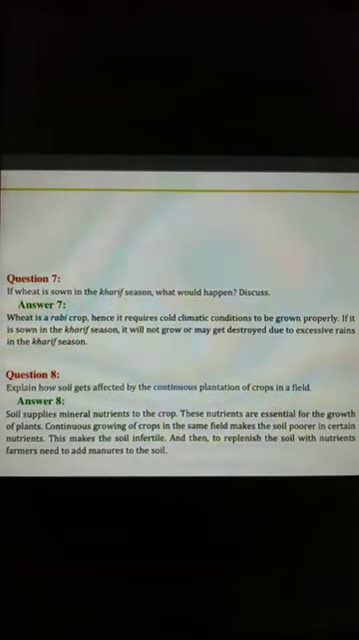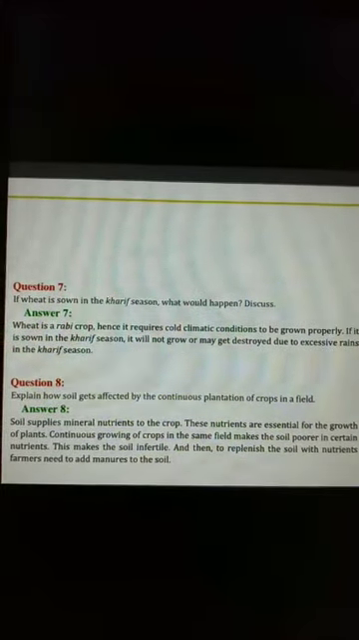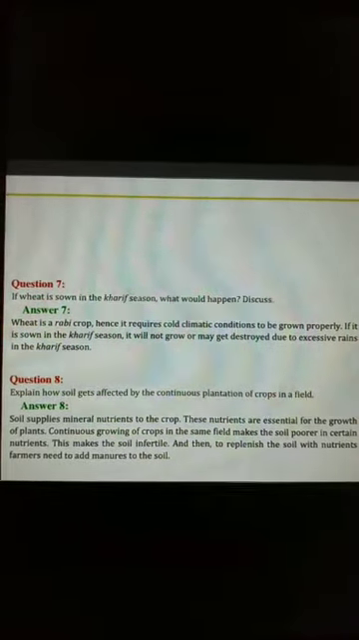Then next question, question number 8. Explain how soil gets affected by the continuous plantation of a crop in a field. So your question asks how soil gets affected by continuous plantation of crops. It means if a crop of 4 months is grown, and after harvesting the first crop, a second crop starts to grow, then after harvesting the second crop, a third crop starts to grow, and there is no interval. That means there is no break between the two crops.